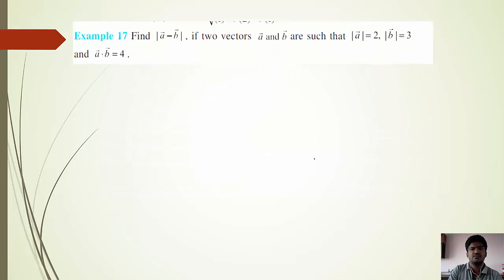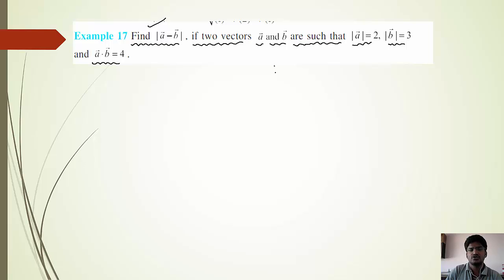That is example 17. So in example 17, you can see here: find magnitude of vector A minus vector B if two vectors, vector A and vector B, are such that magnitude of vector A equal to 2, magnitude of vector B equal to 3, and vector A dot vector B equal to 4. Okay. Then what is magnitude of vector A minus vector B?